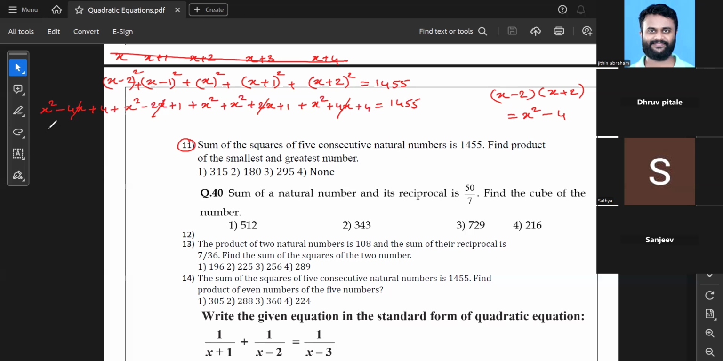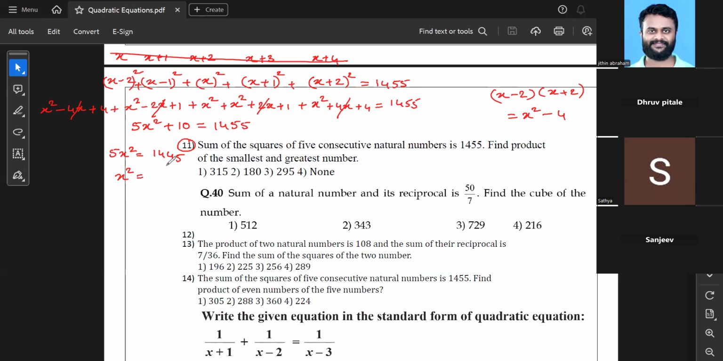What I'm left with is 5x square, then 4 plus 1 is 5, 4 plus 1 is 5, plus 10 I'm left with. On the other side, I have 1455. Now I'm supposed to find x square minus 4, right? So let me take this 10 to the other side. That will give me 5x square is equal to 1445. So basically, instead of 5, I subtracted 10. Then I divide by 5.